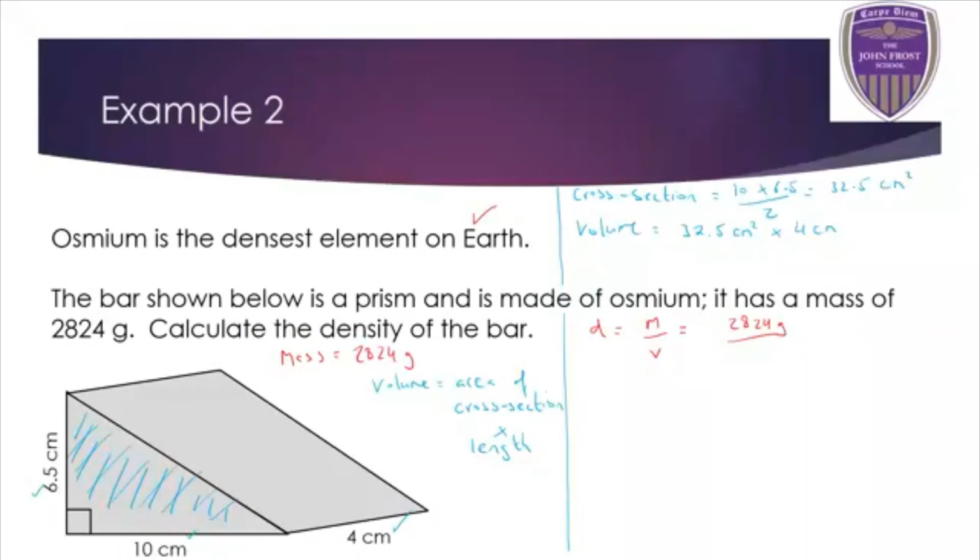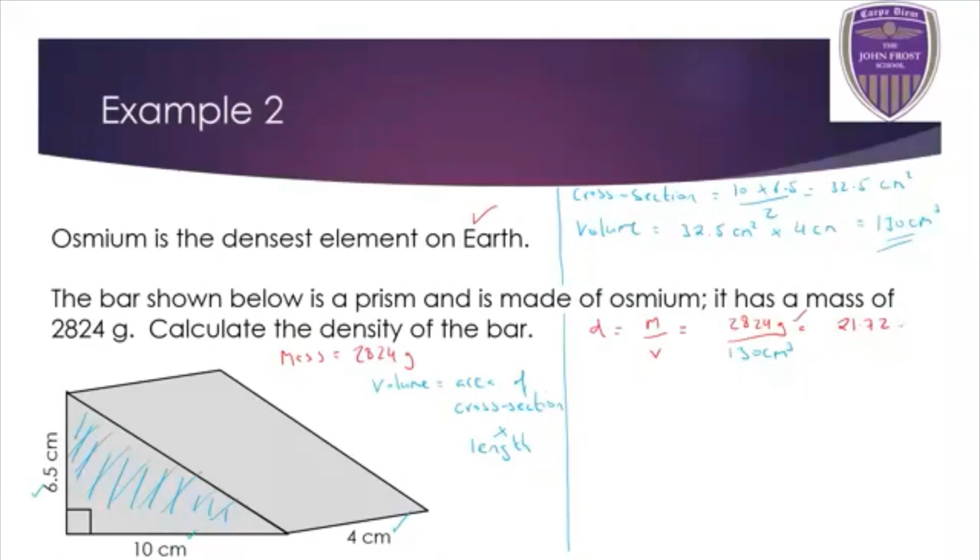Okay, and 32.5 times 4 should be 130. It is 130 cm cubed. So this prism's got a volume of 130 cm cubed. So that's going to go on the bottom of the fraction. And now I can work it out. Okay, so 2824 divided by 130 gives me an answer to 2 decimal places of 21.72.